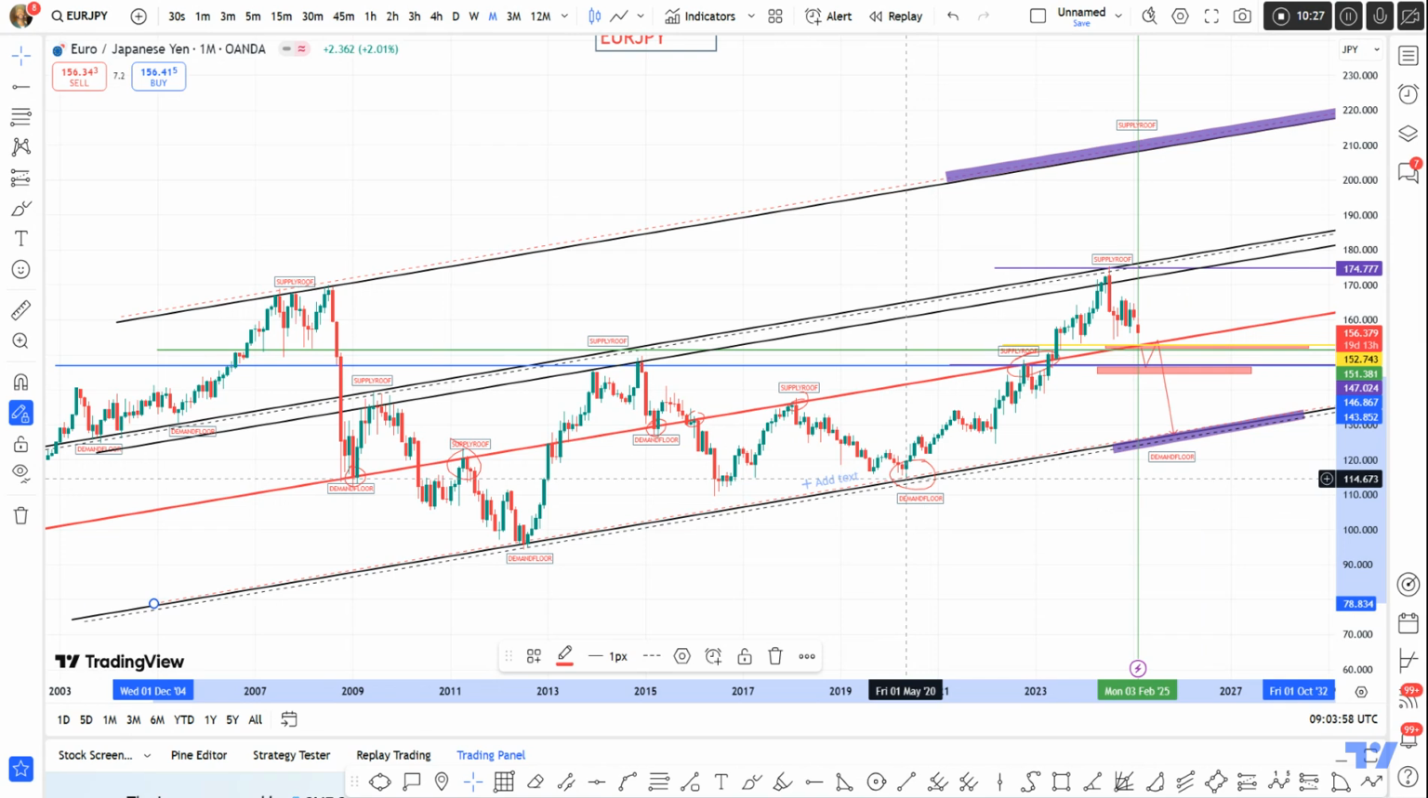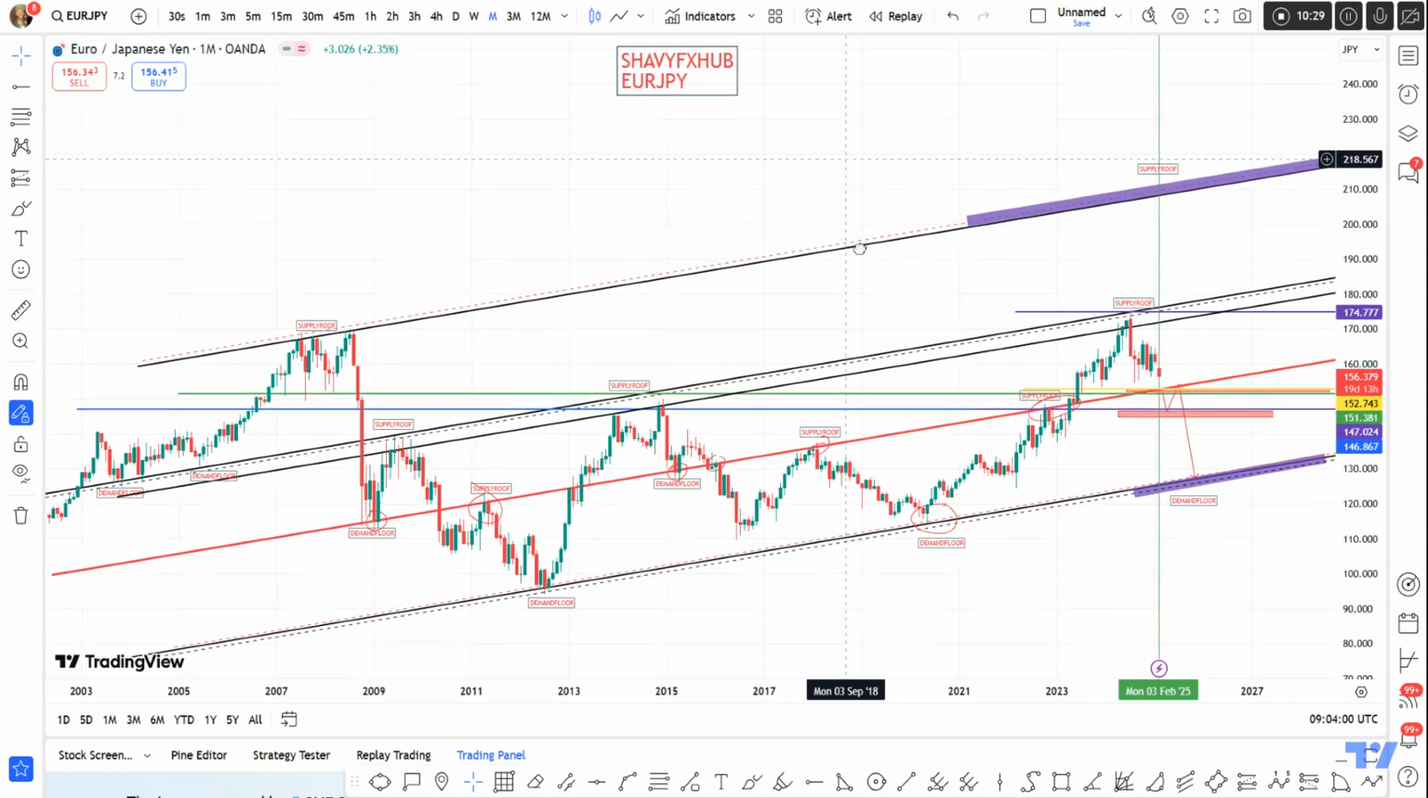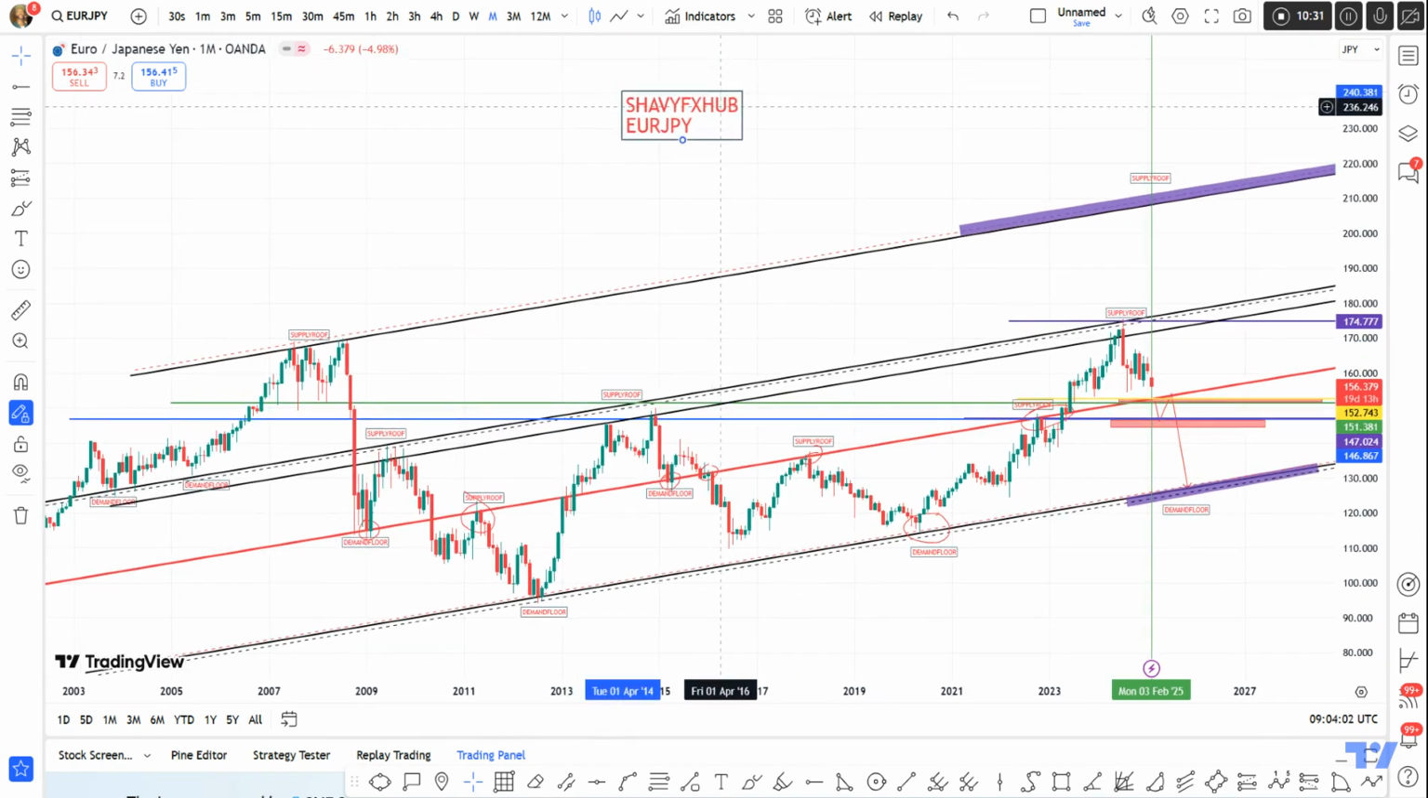So note that the monthly time frame is your friend. It's the only friend you have. It gives you a clear directional bias.